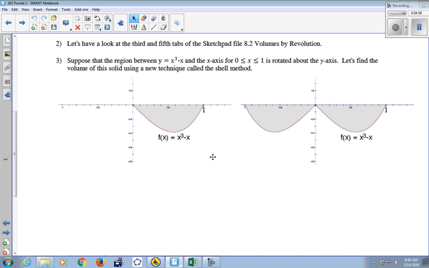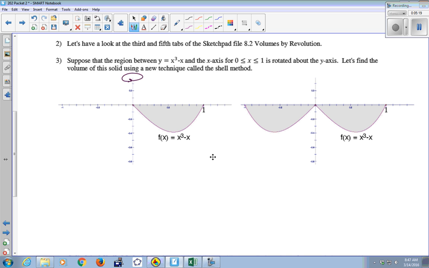Okay. So let's say I want to take the region between y equals x cubed minus x and the x-axis, this region that I've graphed right here. I want to rotate it about the y-axis, so I'm going to go around that way, about the y-axis. I want to find the volume of the solid that's created using the shell method.